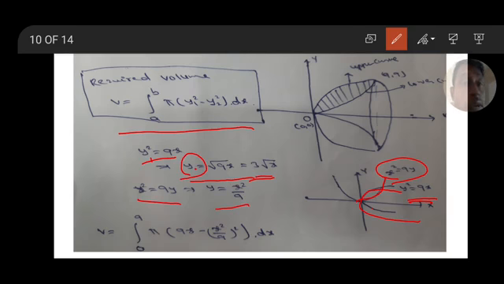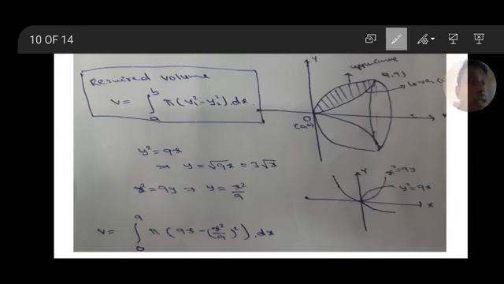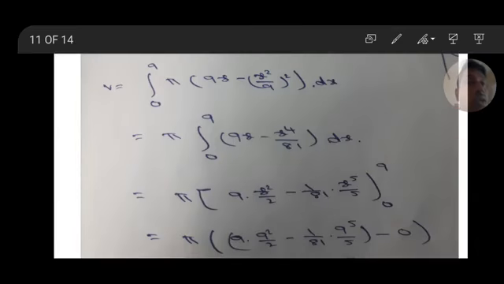So y1 square means root 9x whole square, which means 9x, and for y2, we take this lower curve, x square by 9 whole square dx. Next, the whole square and simplify. So the limits are 0 to 9, pi into 9x minus x square by 9 whole square dx. X square by 9 whole square means x to the power of 4 by 81, remaining is same.